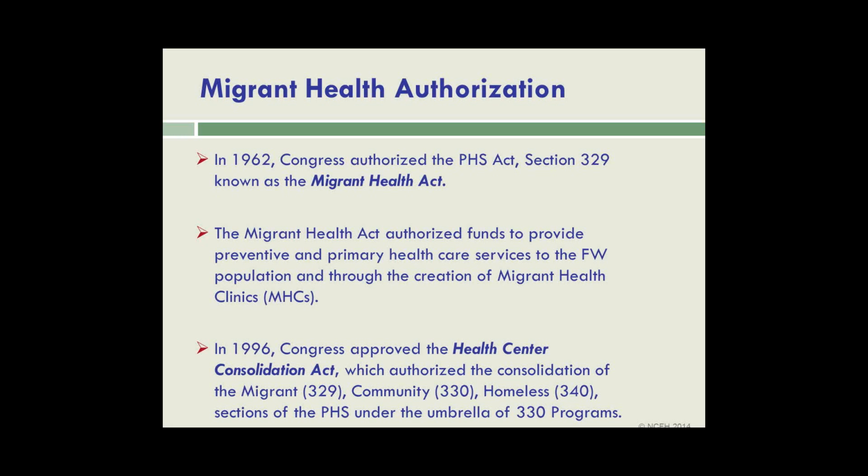In October of 1996, the Health Center Consolidation Act, Public Law 104-299, allowed the consolidation of funding for community health, that's 330E, migrant health, 329G, and homeless health, 340H, and other programs. Under this consolidation, the migrant health money was integrated into community health funding and expanded its reach to recognize the aged and disabled farm workers.